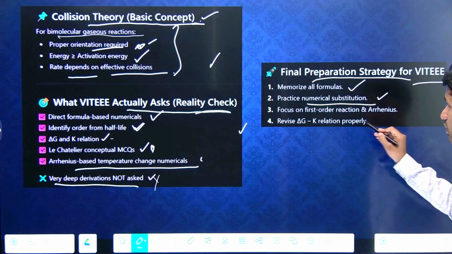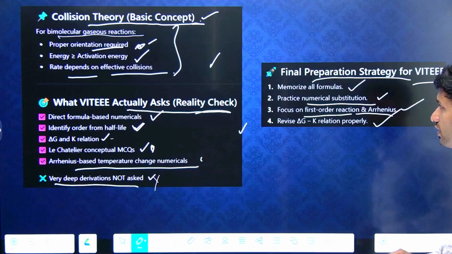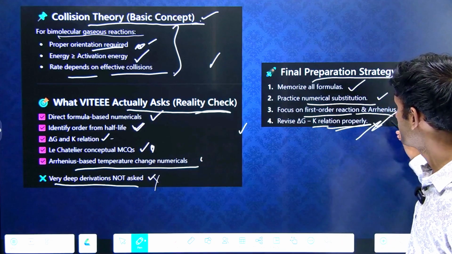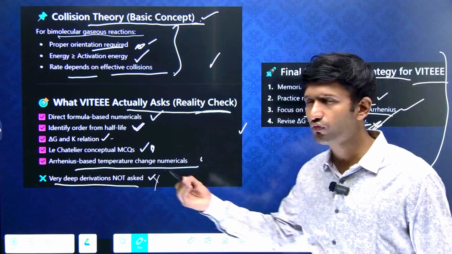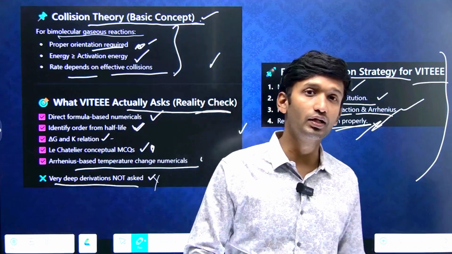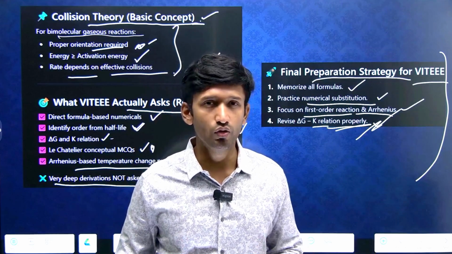Practice numerical substitution, focus on first order reaction and the Arrhenius equation, revise delta G and delta K and also your K relation properly. Very important. So remember that if you are able to execute all these things that I have told you, then definitely you can do really well in your physical chemistry. Hopefully you have liked it.